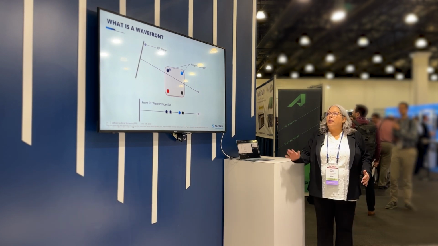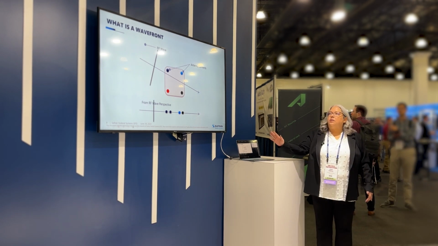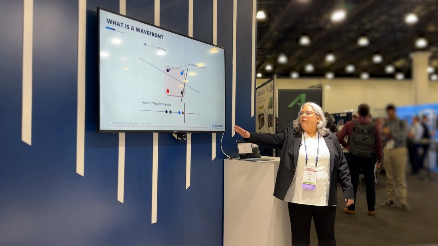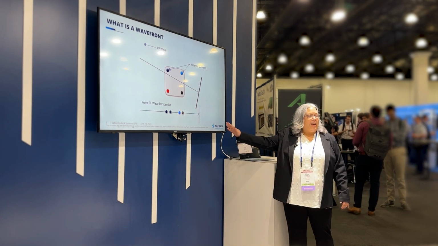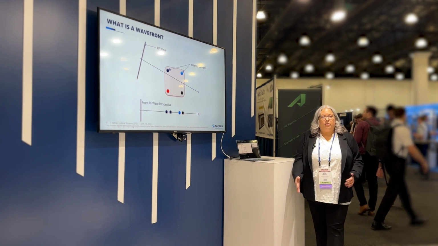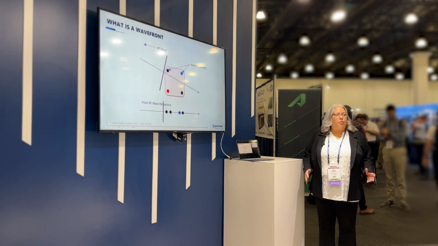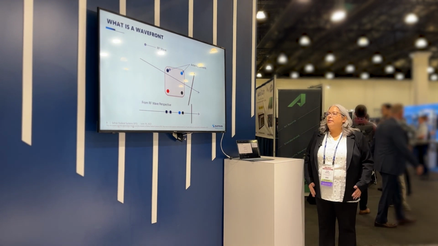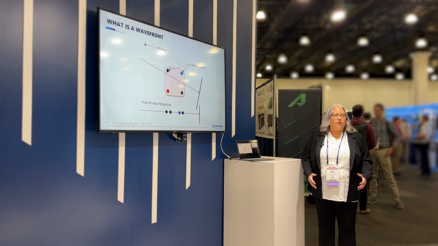And that's happening at different times, right? So from the RF wave perspective, you can see we have to specially time it so that it acts like it's hitting those different antenna elements at the right time. If we can't do that, then the system won't understand what to do with the information that we're giving it.